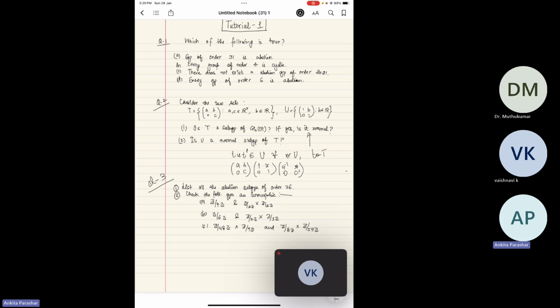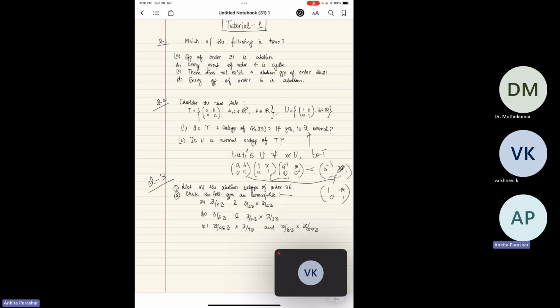If you see what is the multiplication here, this entry will be something after multiplying these two, and you will still remain A inverse, C inverse. And if you multiply the first one with this, then you will get 1, something here, 0, something. It's again in U, right? Yes. So it's a normal subgroup. So this is a normal subgroup, however, T is not normal inside G. So question 2, I guess, is clear more or less.